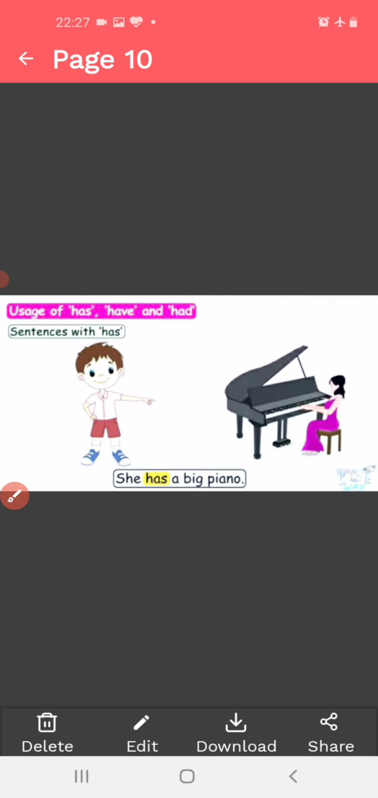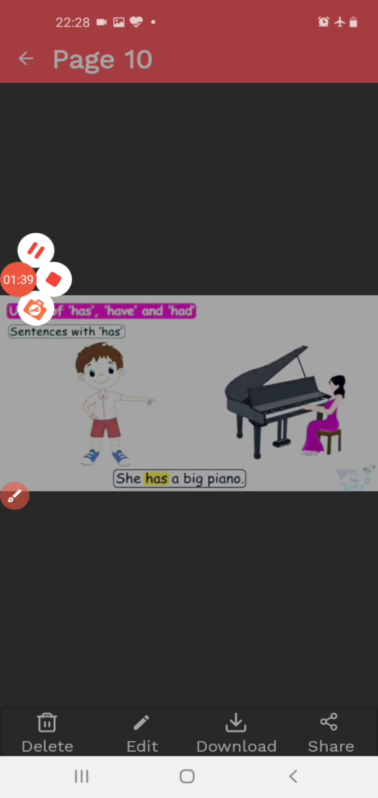She has a big piano. Here you can see a girl is playing a piano and she has a big piano. Has is used to show possession, means these are have verbs. So has shows here possession, means the piano belongs to this girl. She has a big piano.